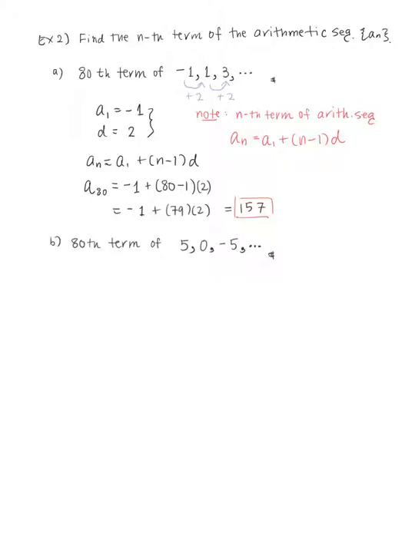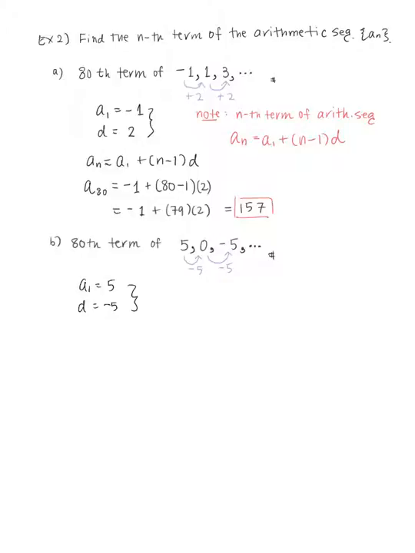Okay, so let's start from 5 goes to 0. That means I had to subtract 5. And then 0 to negative 5, I need to add negative 5 to it. So it looks like our common difference is going to be negative 5. And yes, common difference can be negative. So let me first write down our first term is 5, and common difference is negative 5.